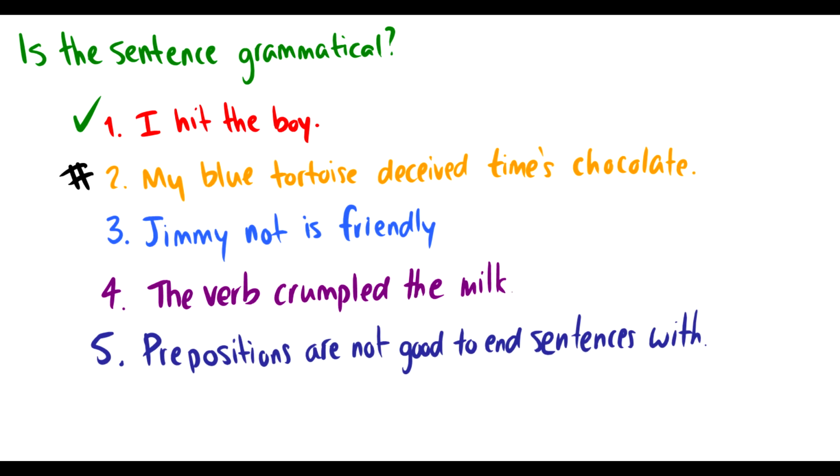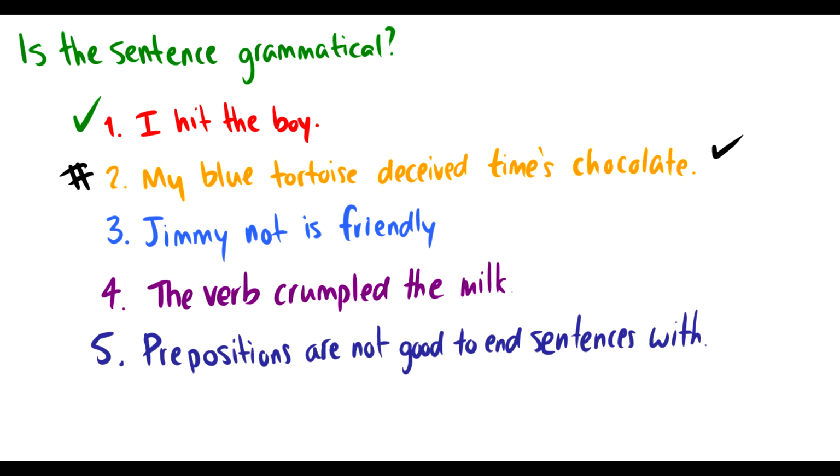But when you said it, the structure seemed okay. My blue tortoise deceived times chocolate. Yes, my object verbed some other object. It's fine. It's grammatically fine. It just doesn't make sense. So this is one of those examples that is syntactically okay, but maybe semantically wrong.